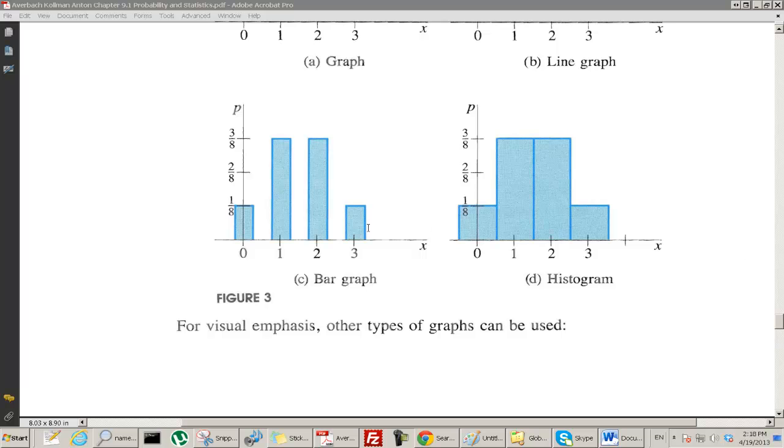So for any of these, we can see by looking at the graph that we sort of have a kind of symmetrical curve here. We could say a symmetrical probability distribution. And it has a kind of peak in the center.